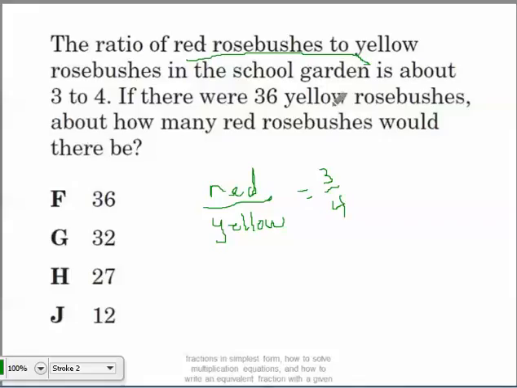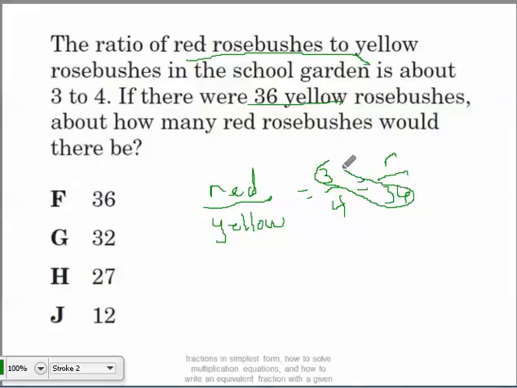Now, if there are 36 yellow rose bushes, where's the 36 go? Does it go on top or does it go on bottom? It goes on bottom, 36. How many red ones would there be? Red would go on top like this. Now it's just a matter of using the techniques that we know to use when we're using ratios.